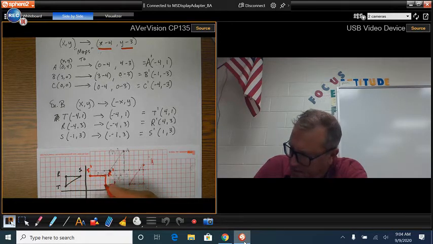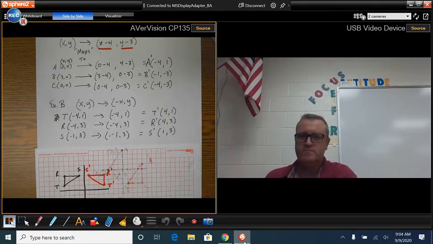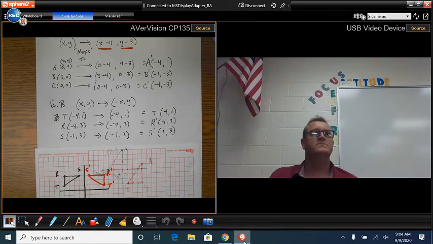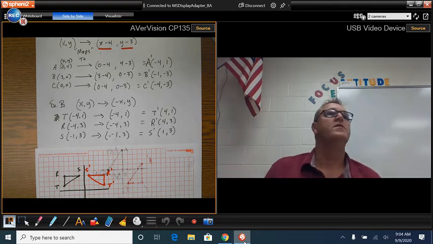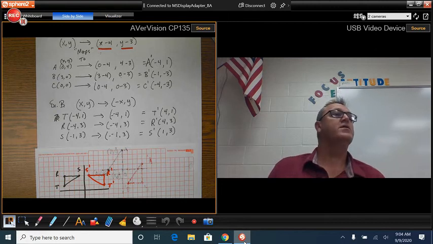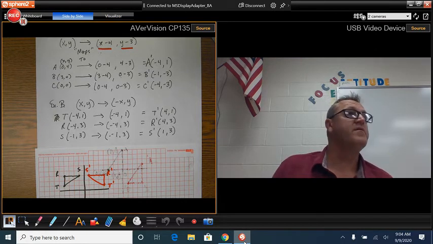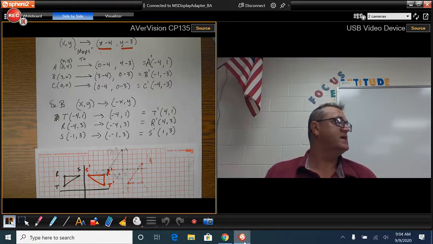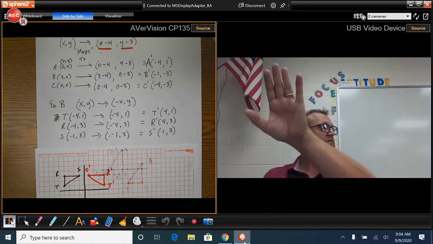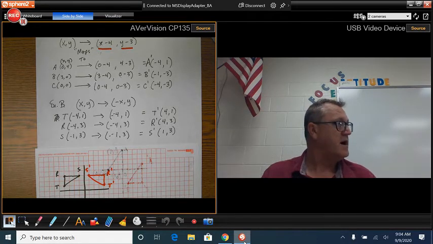How would you describe what happened to this graph? You want to try it, Cantu? Mirrored, good. Or you could say it flipped. But I like a mirror image. That's a good way to say it. It went from one side to the other. Okay, got it?